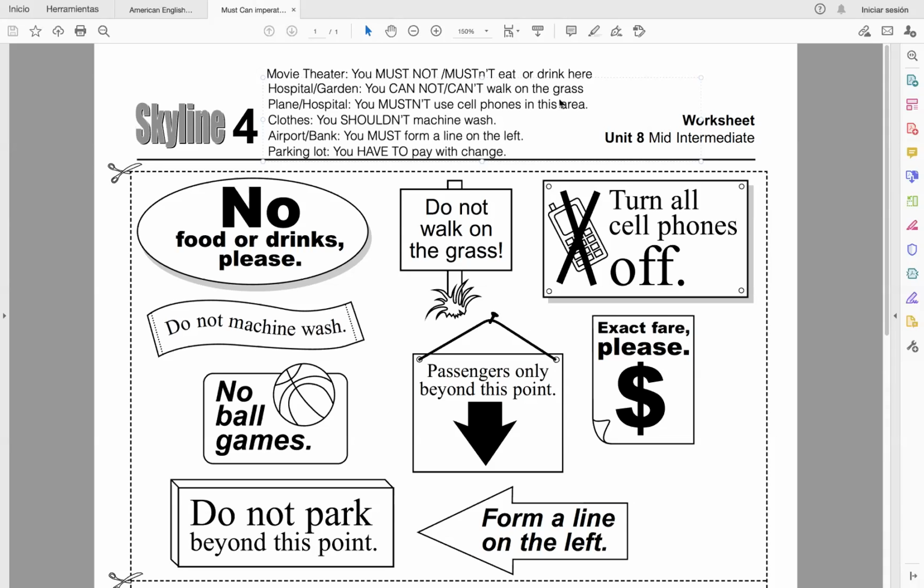Okay, so as you can see, each sign that we can come across in different scenarios, in different places, one way or another, indicates prohibition, obligation, suggestion, okay? And this is the topic we have to study today: the use of must, can, should, have to indicate prohibition, obligation, suggestion, or it is not necessary to do something, okay?